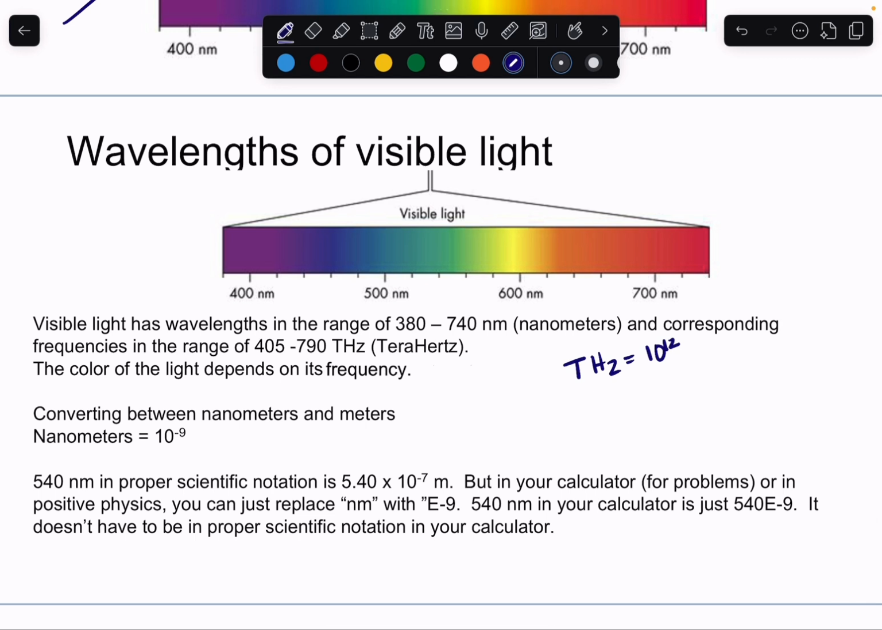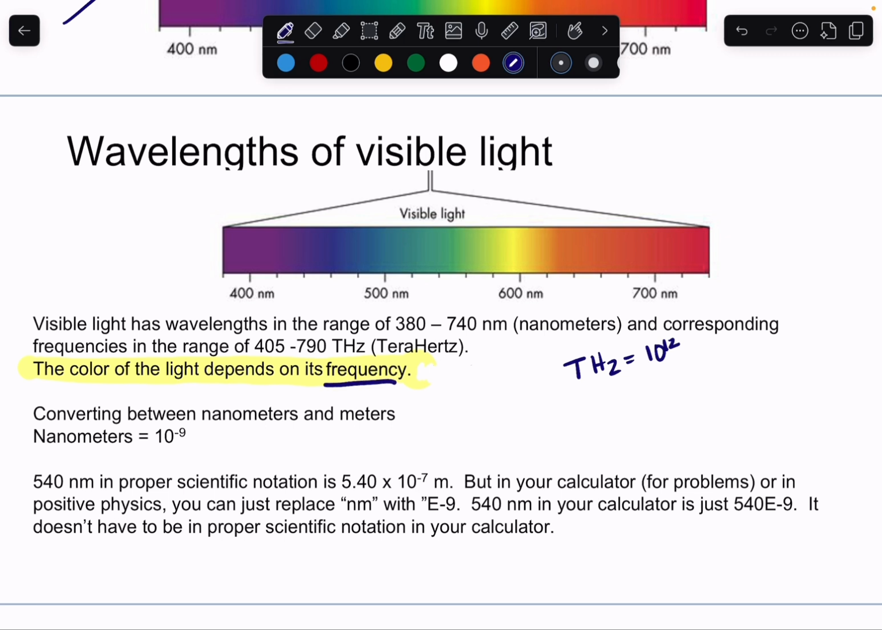So a little bit of information about visible light. You can pause if you'd like to read that. The important thing here is that the color of light depends on its frequency. If you have a different frequency of light, you're going to have a different color of light or a different type of light wave, like a radio wave or a microwave. That is very important. Depends on its frequency.